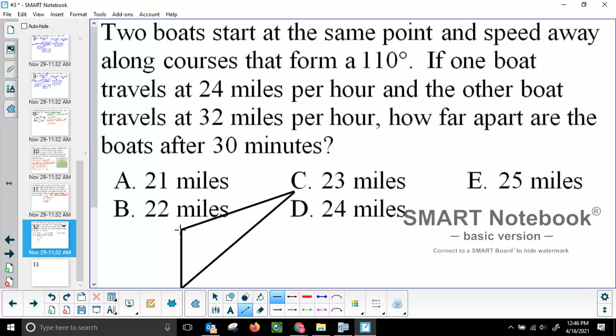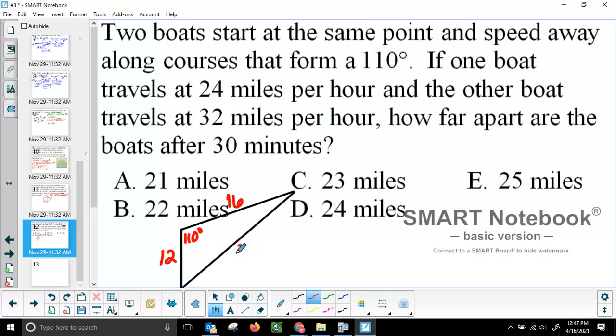So the boats are starting here. They're traveling at a 110-degree angle, so this would be 110. One's traveling 24 miles per hour. Well, if you're going 24 miles per hour and you go for half of an hour, then you're going half of this distance. So this would be 12. Same thing here, 32 miles per hour, half of that would be 16.